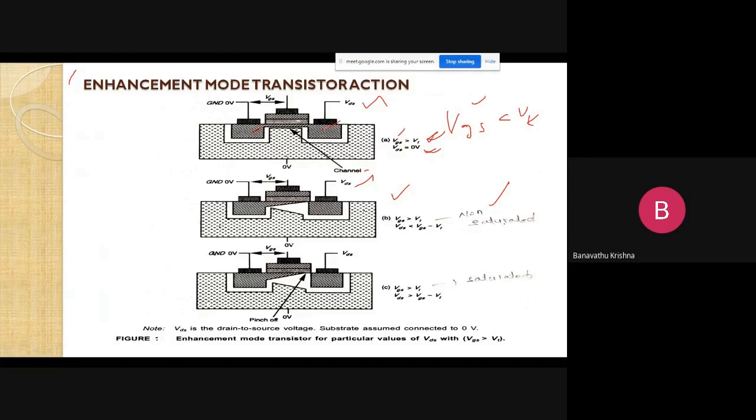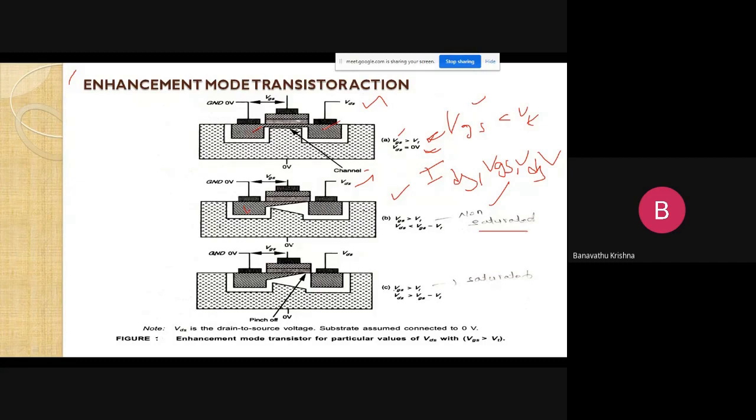By applying some amount of voltage at the drain, charge carriers move from source to drain, and only then do we expect current to be generated. That current is nothing but IDS, the drain to source current, with respect to the applied VGS and VDS. So by applying this VDS voltage, the current flows between source and drain. This is the condition here, and the device is non-saturated.